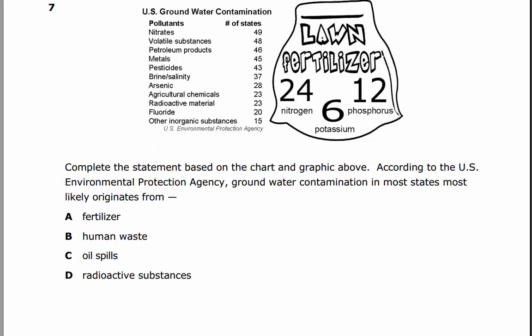Number 7 has a picture of a bag of lawn fertilizer. Just complete the statement based on the chart and graphic above. According to the U.S. Environmental Protection Agency, groundwater contamination in most states most likely originates from A. Fertilizer, B. Human waste, C. Oil spills, D. Radioactive substance.